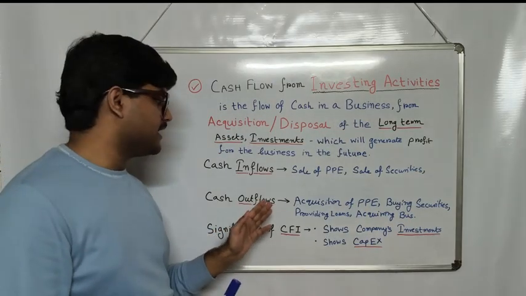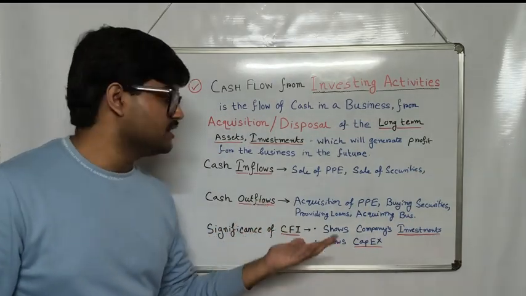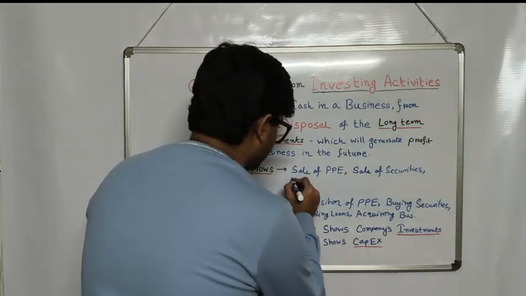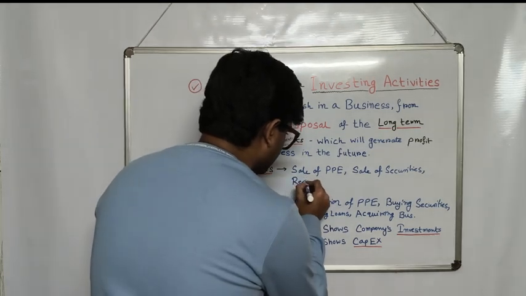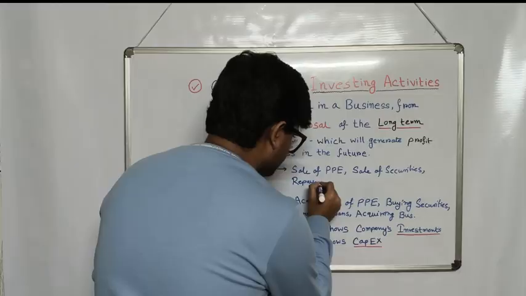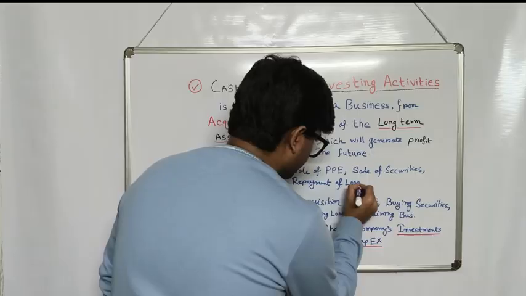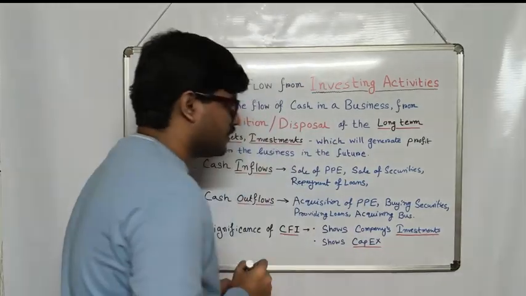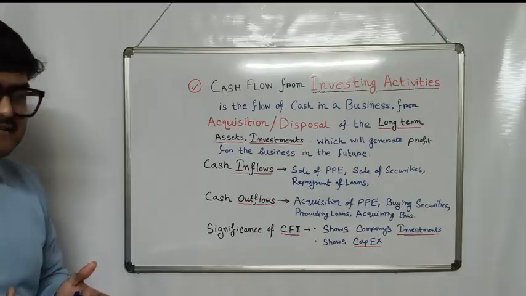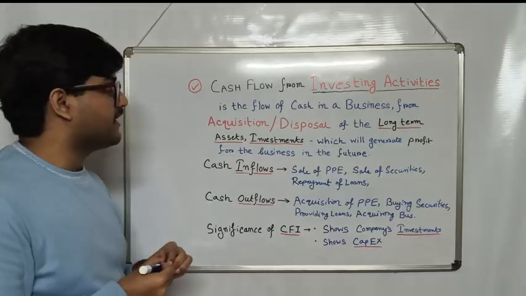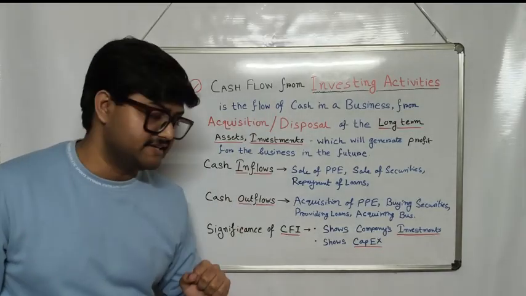In the outflows part, we have provided loans. Now the loan will be repaid to us. Okay, so repayment of loans. Okay, so these are the things that are the part of inflows and outflows of cash in investing activities.